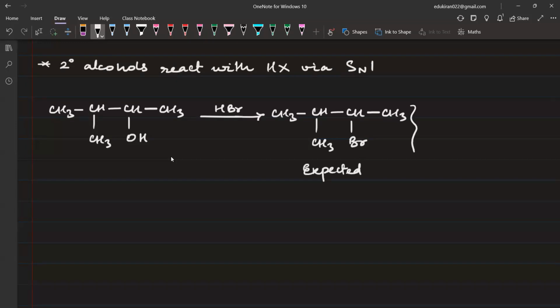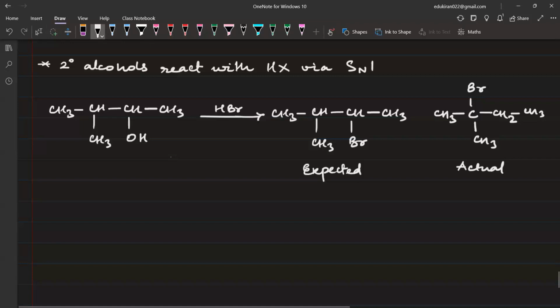The product that we get is rather CH3 bonded to carbon atom, which is having a CH2 followed by a CH3. This carbon atom is having one CH3 group more, and there is a Br atom on this particular carbon atom. This is the actual product that we get. Now how this product is getting formed, इसी को देखना है. ठीक है, ध्यान से देखिए.